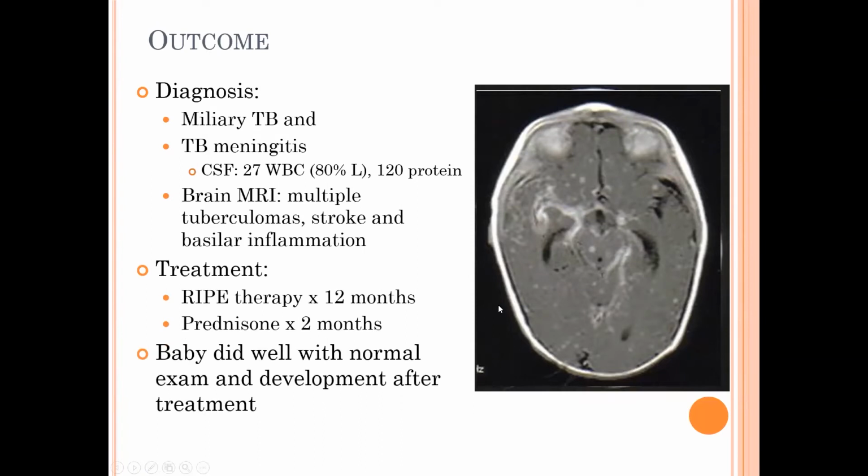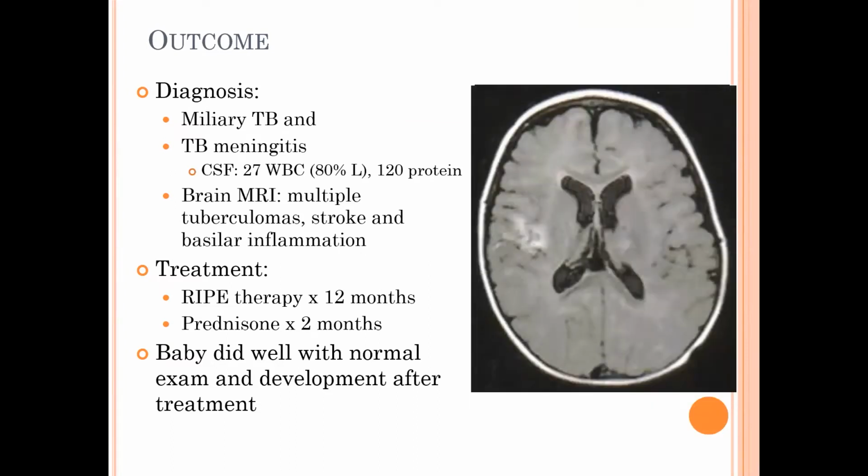We treated her with RIPE therapy for 12 months and prednisone for the first 2 months. This kid did amazing. I really didn't know how she was going to do, but by the end of the 12 months, she was an 18-month-old running around our clinic and talking. She had a little bit of weakness in her left hand, for which she was getting physical therapy, and really did amazing. Here's her MRI 2 months into treatment, and you can see all those tuberculomas are gone, and we just see that little area of stroke that she had.